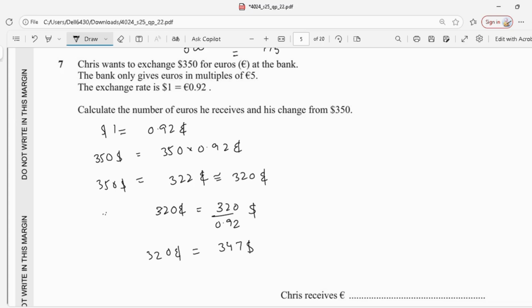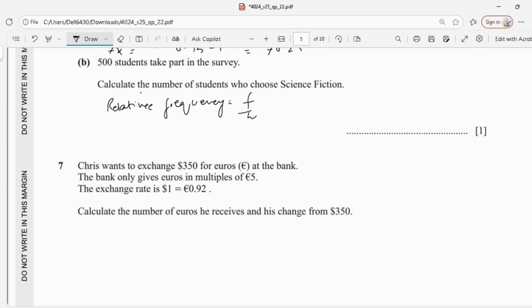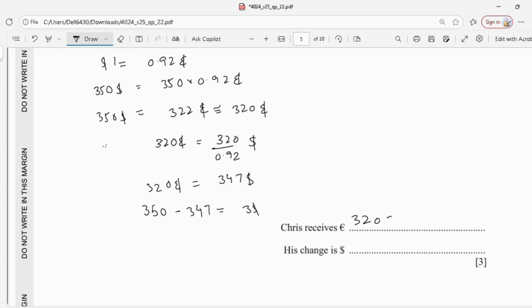Now what will be the change? That is, he gave $350 and received 320 euros, which is $347. So the change will be $3. The answer is 320 euros and the change is $3.